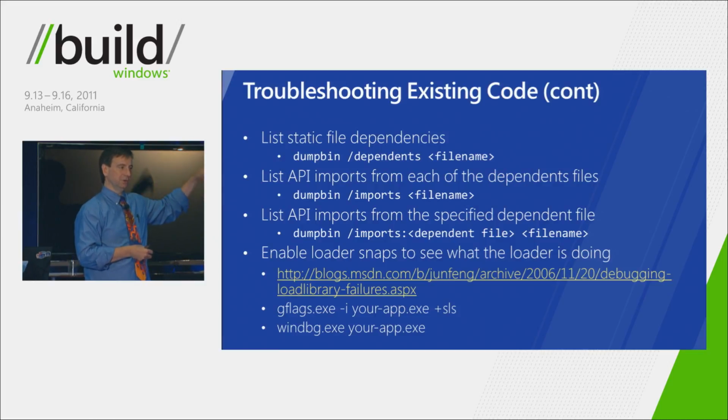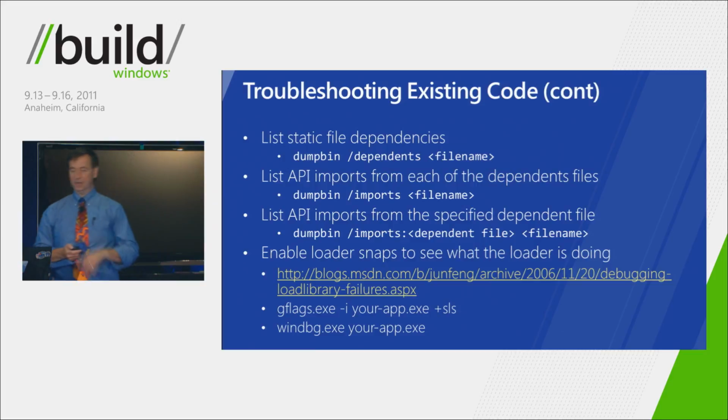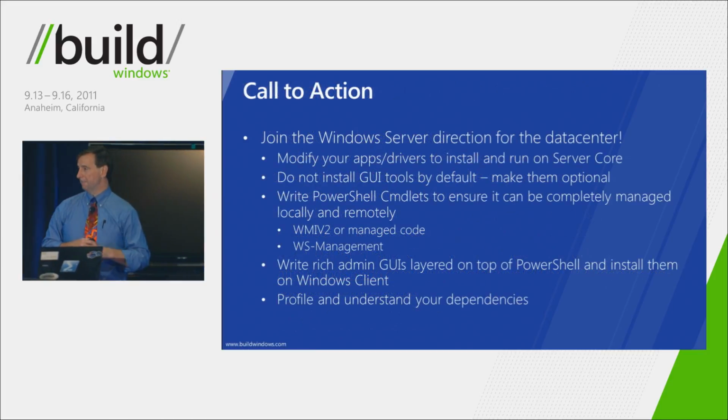You run your code, you walk it through its paces, and then you run WinDbg against that, and it'll show you that list of information. And the blog will explain how to do that.